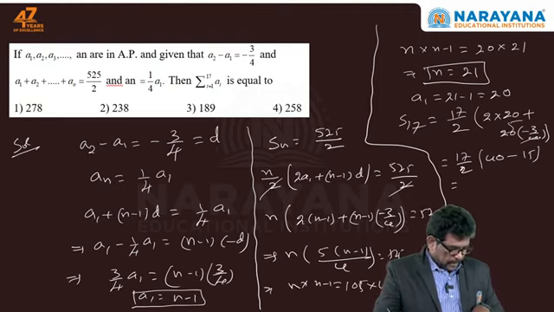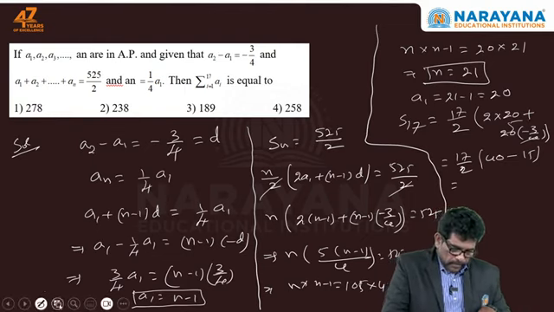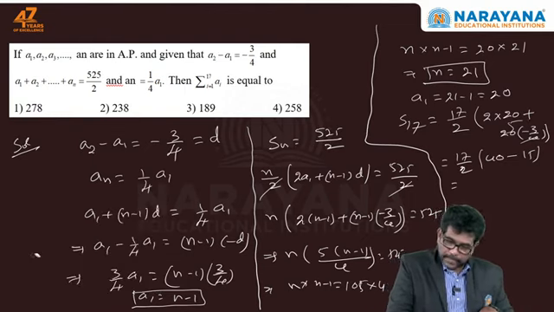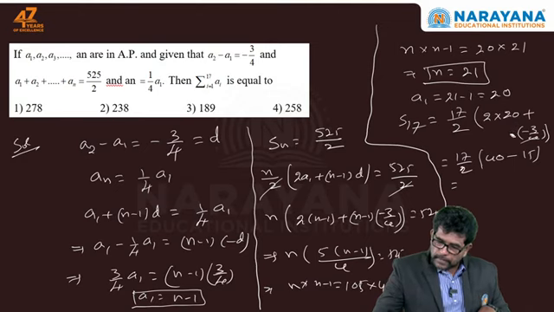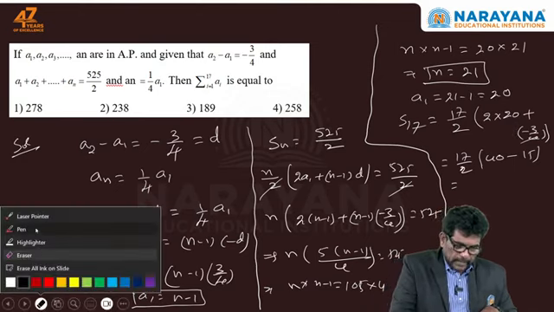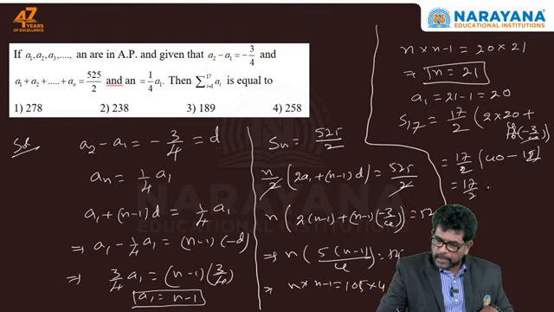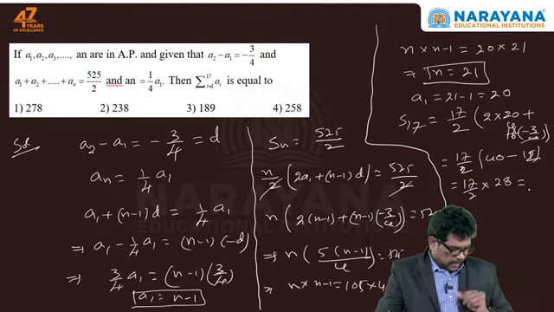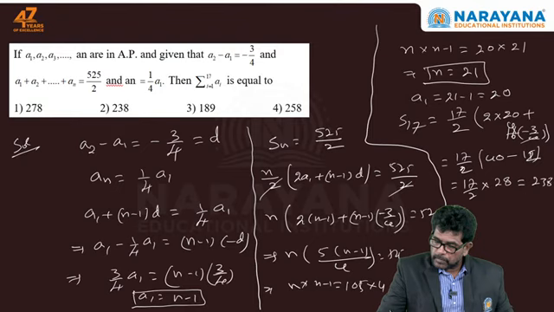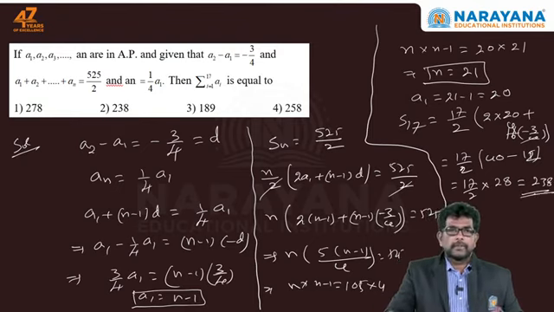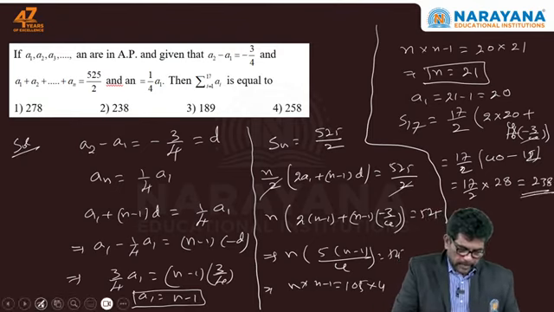Careful, a total of 17 terms they are asking, not the 20 terms, only 17 terms they asked here. So it is 16. 4 fourths cancelled, this is 12. Now 17 by 2 into 28. By simplifying this one, we get 238. So option B is right.